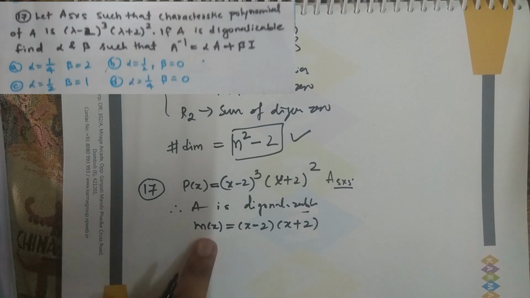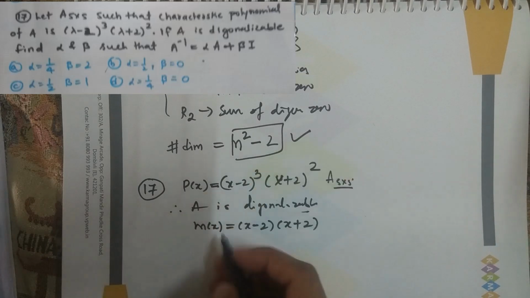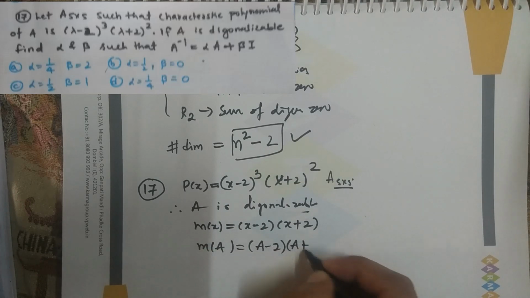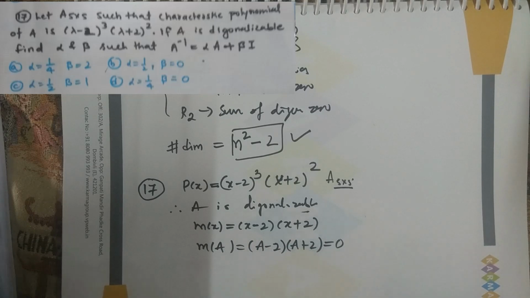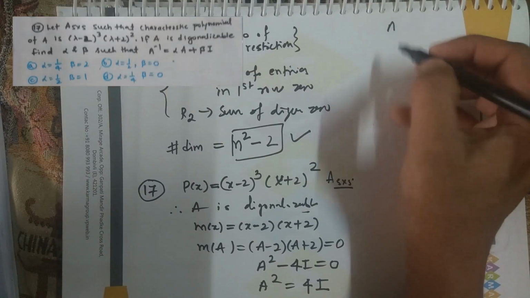And we know that every minimal polynomial satisfies the matrix. Means, by Cayley-Hamilton theorem, if I substitute matrix A in place of x, we will get a 0 matrix. So m(A) is going to be (A minus 2I)(A plus 2I) equals 0. Now if I multiply these two linear factors, I will get A square minus 4I equals 0. Means A square is going to be 4 times identity. So we have A square equals 4I.